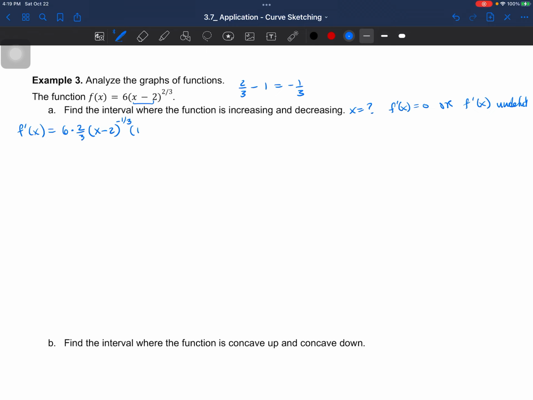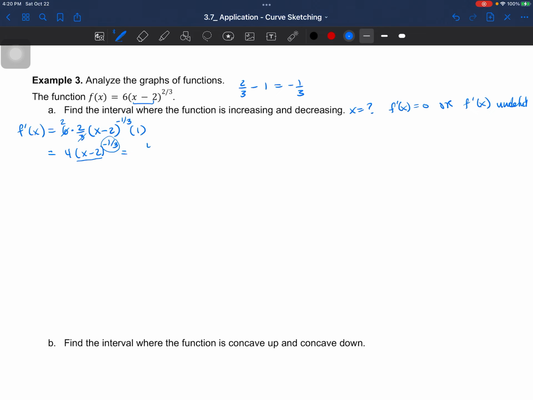And then multiply by the derivative of the inside. The derivative of the inside is going to be 1 for x and 0 for the minus 2, so that sort of goes away. So let's just simplify this. 6 times 2/3 is going to be, well, 3 goes into 6 2 times. So 2 times 2 is 4, times 1 is 4. So we have 4 times x minus 2 to the negative 1/3.